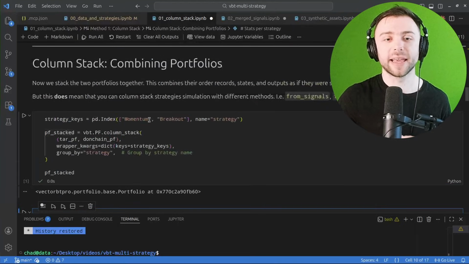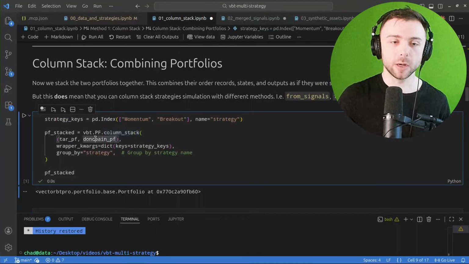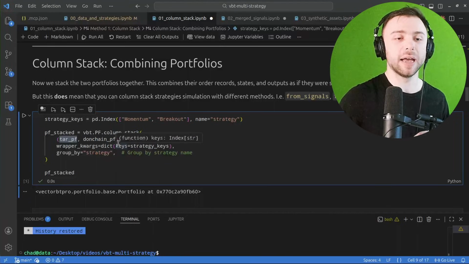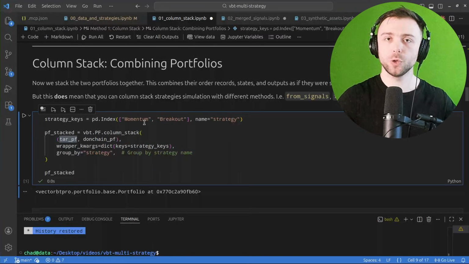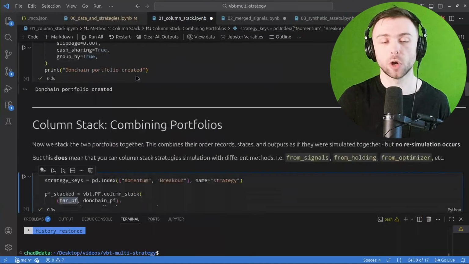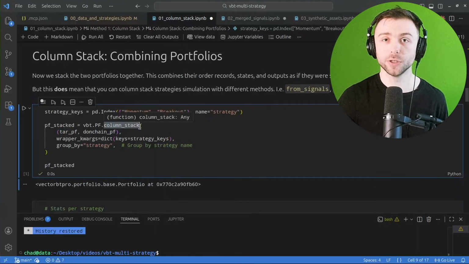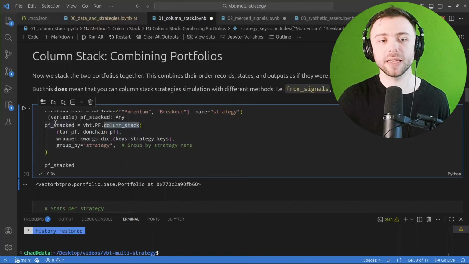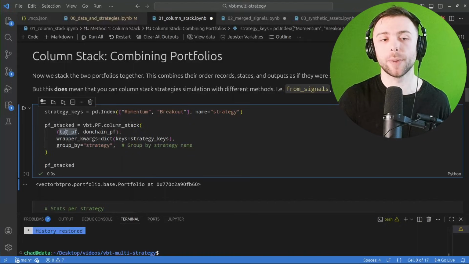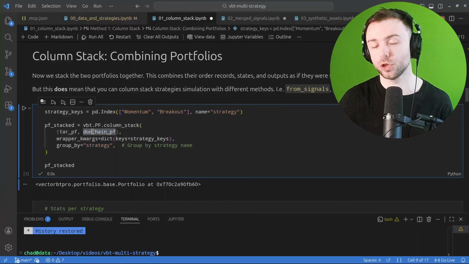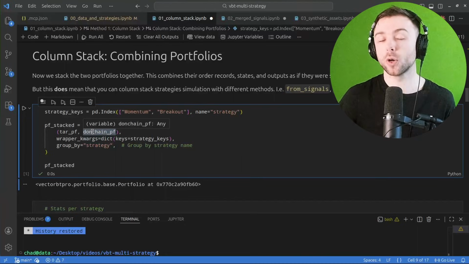And that answer is column stack. So again, we have this Donchian portfolio and the TAR portfolio. These are two separately simulated strategies. You can read the code up at the top here. Basically, what this column stack function does is it takes all of the internal data structures that are part of this TAR portfolio and the Donchian portfolio, and it attempts to combine them.